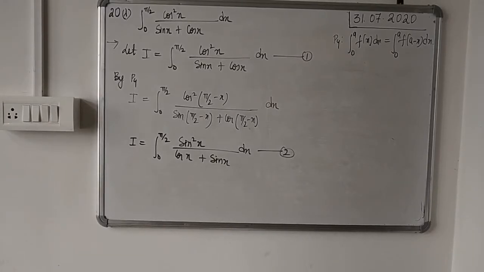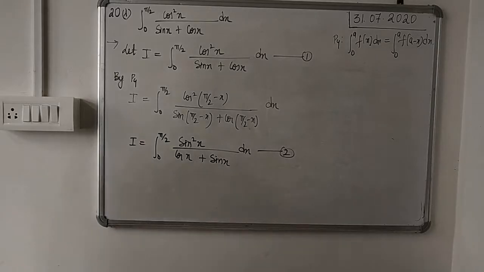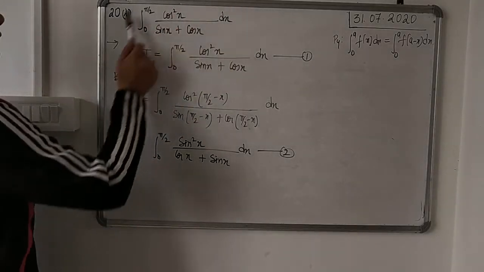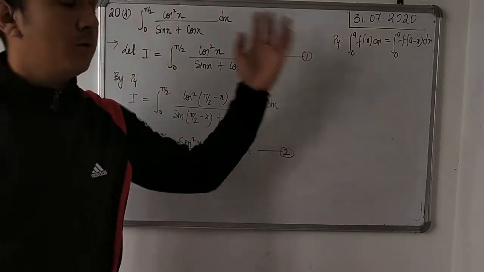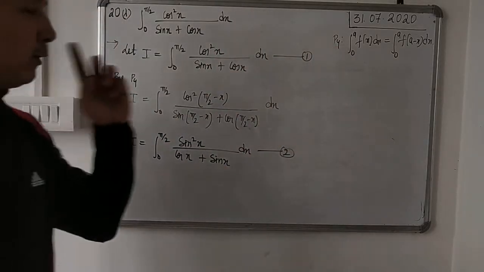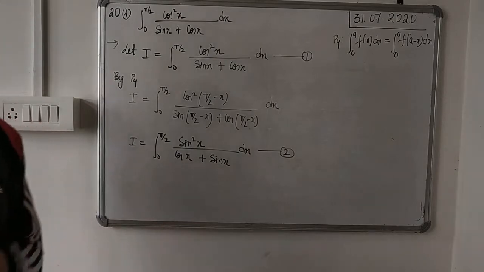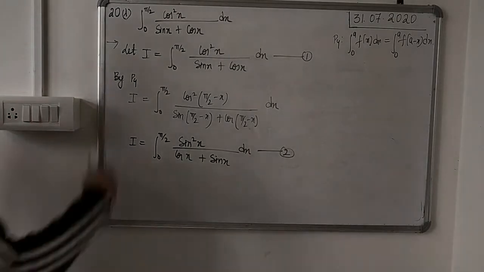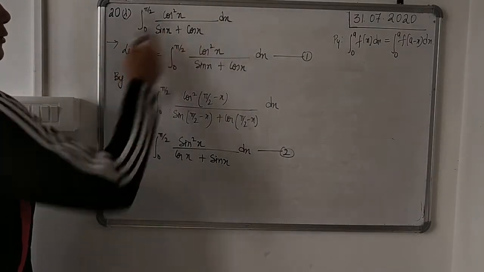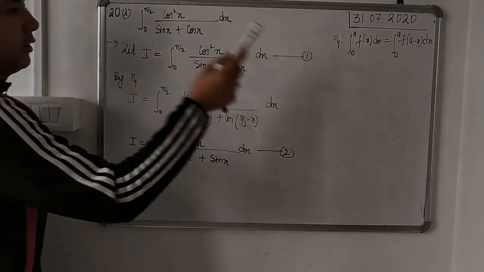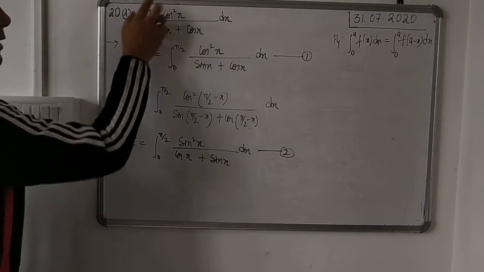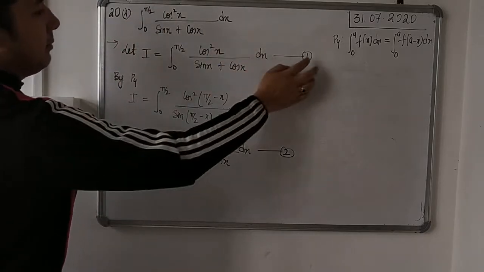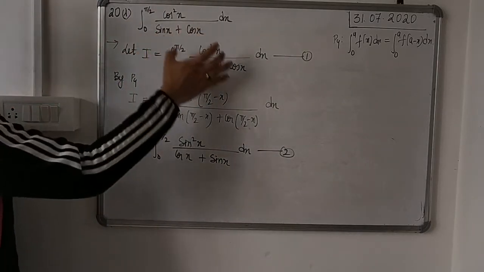Alright, now we move to question number 20 part 1. Evaluate this integral. We are only doing questions based on property 4. We'll complete all the questions based on property 4, then we'll move to another property. So 0 to pi by 2, this is the question. You can see out here the limits starting from 0 to a, so I can use property 4. Before that, I'm assuming this as capital I, keep it as equation number 1.